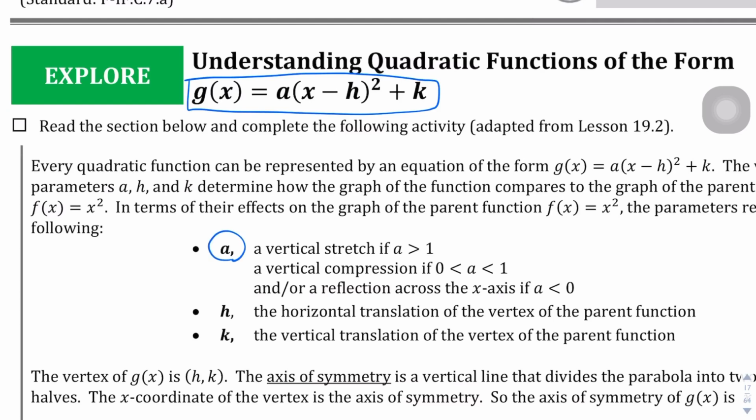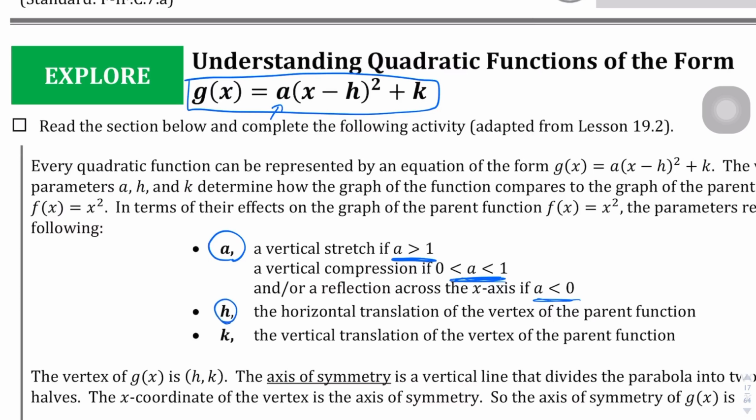The a value, that value that comes in front of the parentheses, tells you the vertical stretch. If a is greater than 1, you're going to get something skinnier or narrower. If it's less than 1 but still greater than 0, you're going to get something wider. If it's less than 0, you're going to see the parabola opening downwards. If it's greater than 0, the parabola is going to open upwards, and if it's less than 0, it's going to open downwards.